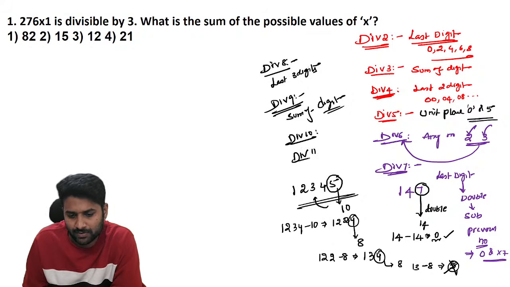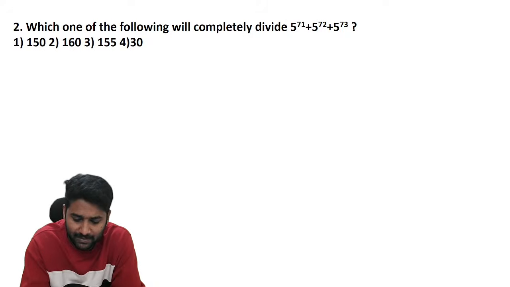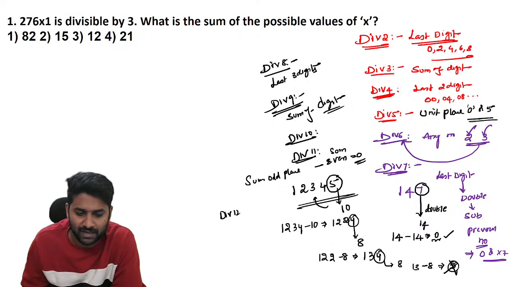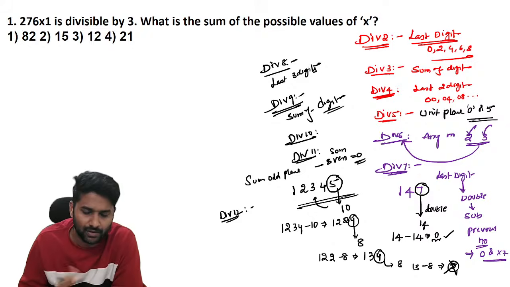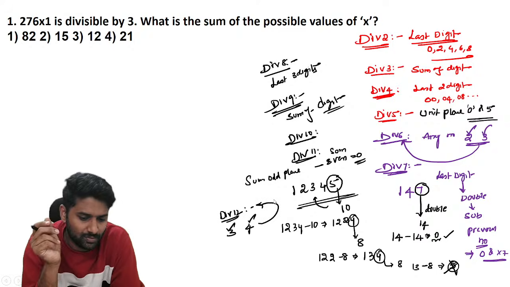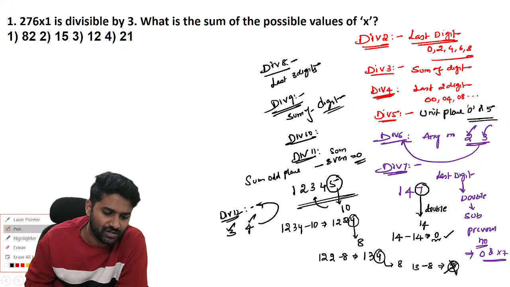Divisible by 11. So what is the rule for 11? Sum of odd places minus sum of even places. If we get a result of 0 or a multiple of 11, then the entire number is divisible by 11. Now what about divisible by 12? Guys, after 10 you can use the LCM concept. If any number is divisible by 3 and divisible by 4, the same number is divisible by 12. Here the LCM of 3 and 4 is 12.